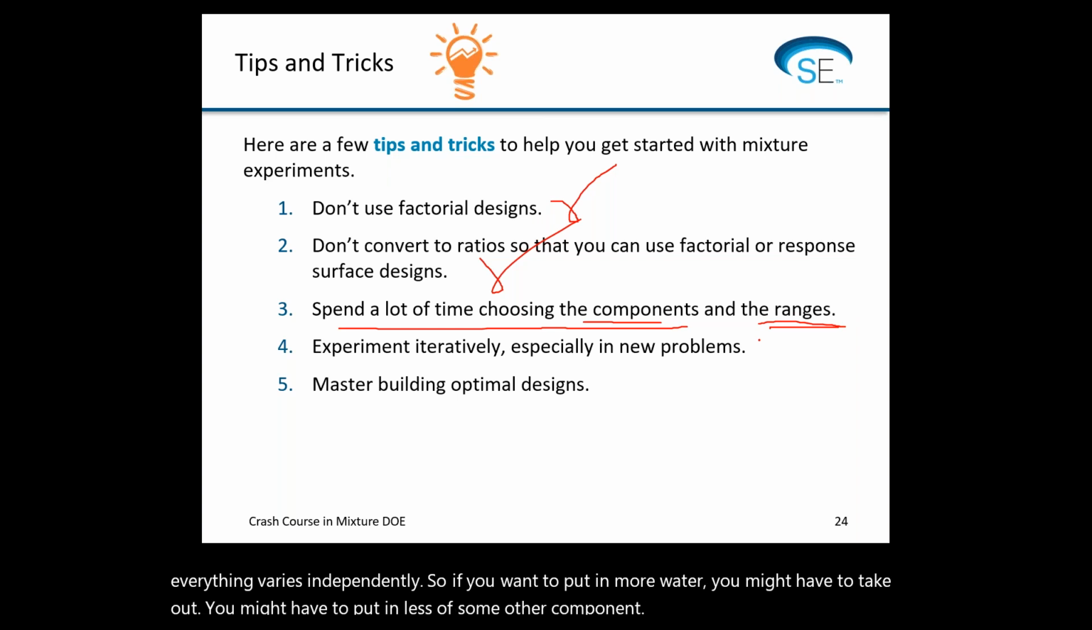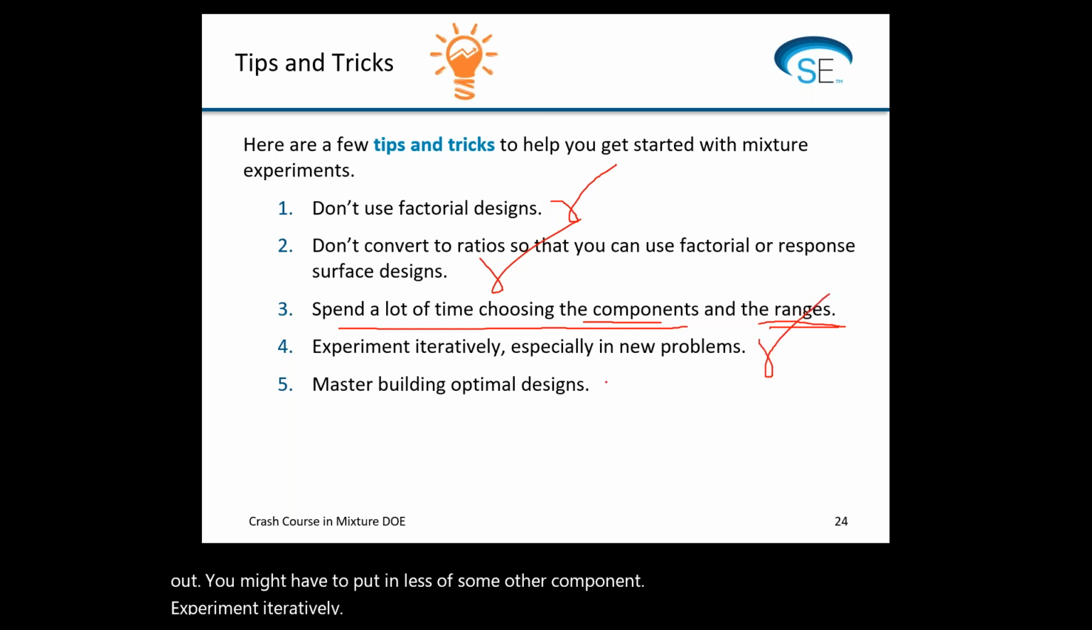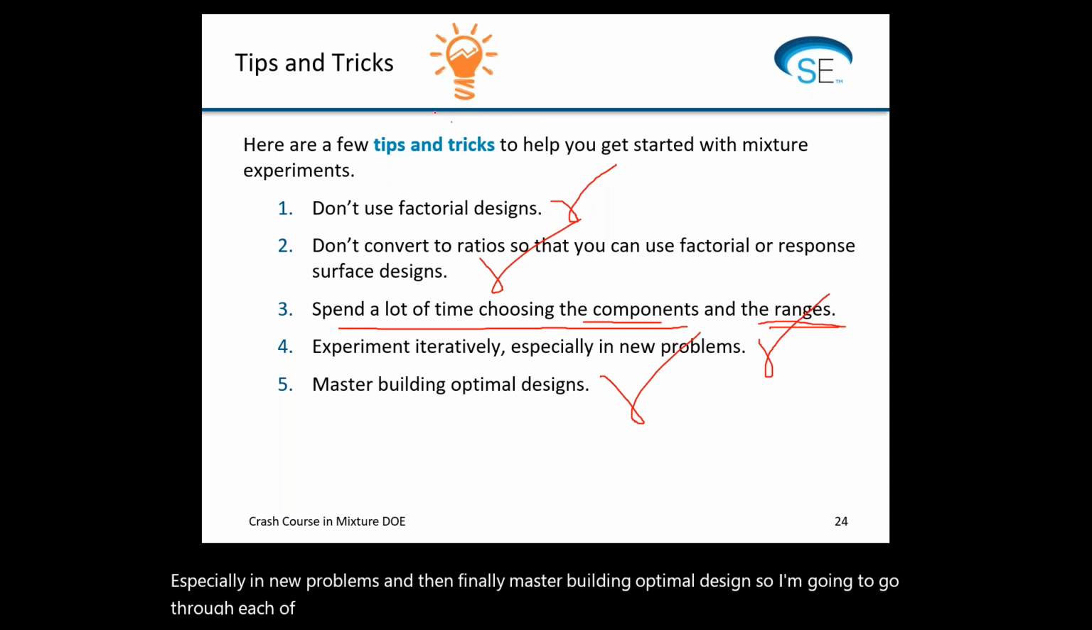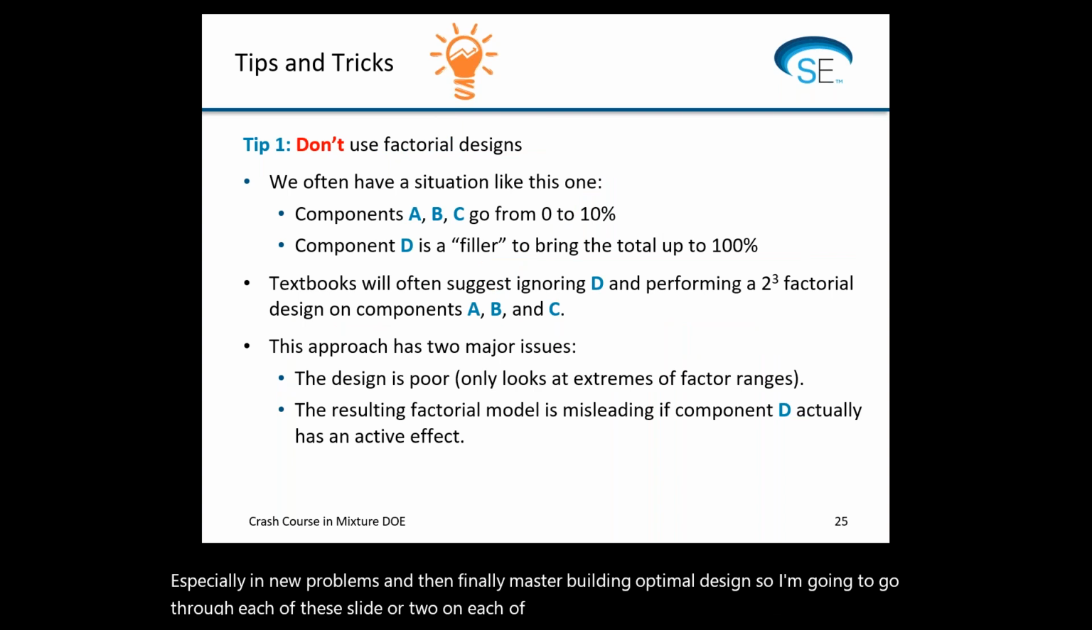Experiment iteratively, especially in new problems. And then finally, master building optimal designs. So I'm going to go through each of these, a slide or two on each. So don't use factorial designs, just don't do it.